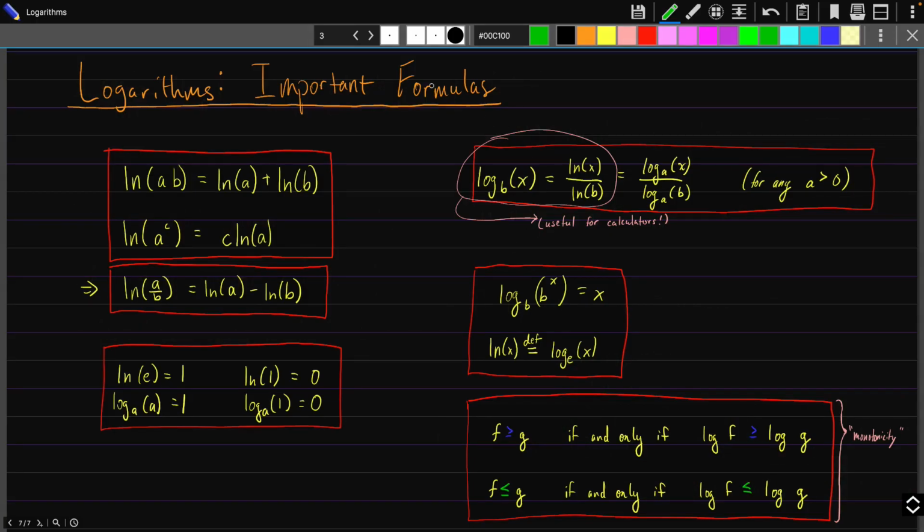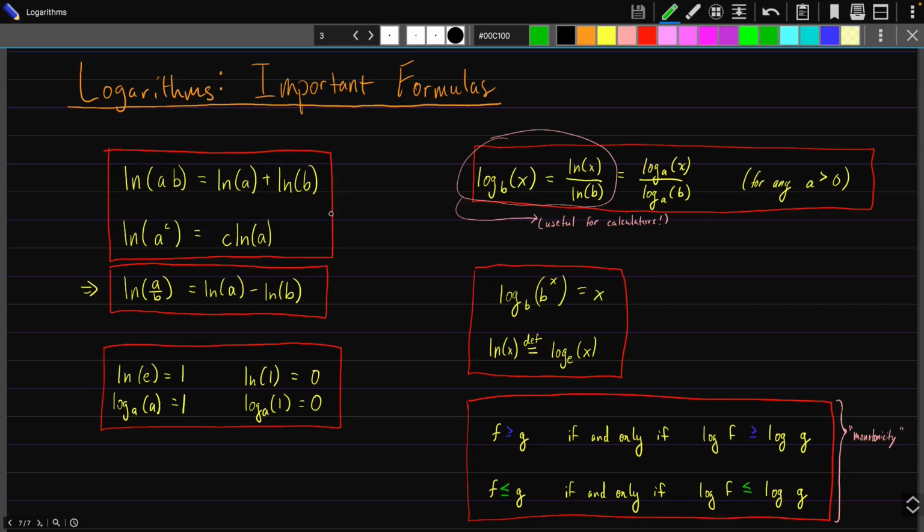All right, so now I just wanted to give you an overview of pretty much all of the important formulas for logarithms in one place. The first formula, which we didn't actually use above, is the product rule, which says that the logarithm of a times b is equal to the logarithm of a plus the logarithm of b. So logarithms are really weird. They turn multiplication into addition.